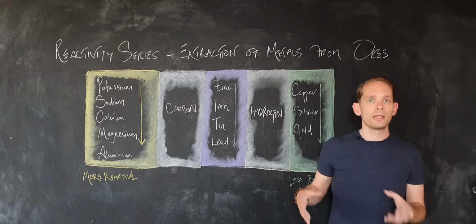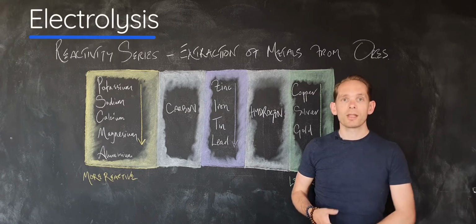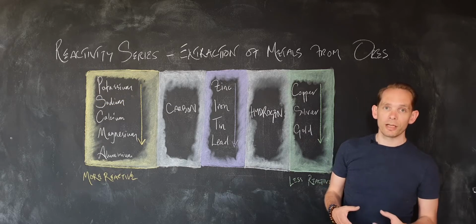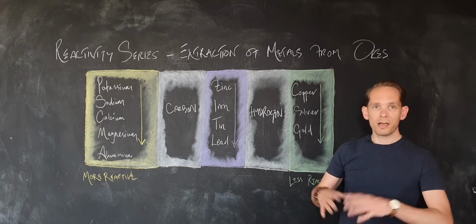Above carbon, you need a different method, so we use electrolysis. And again, potassium is going to take a tremendous amount of energy to extract through electrolysis. So that's the kind of summary of it.